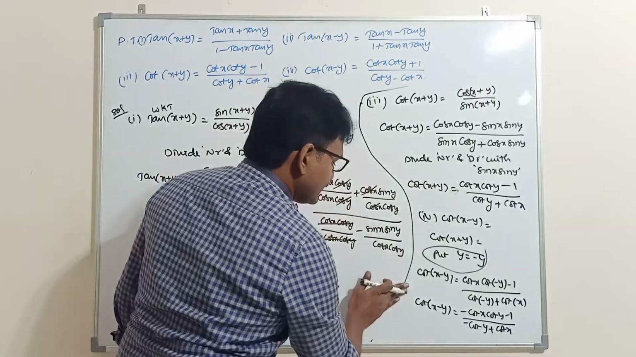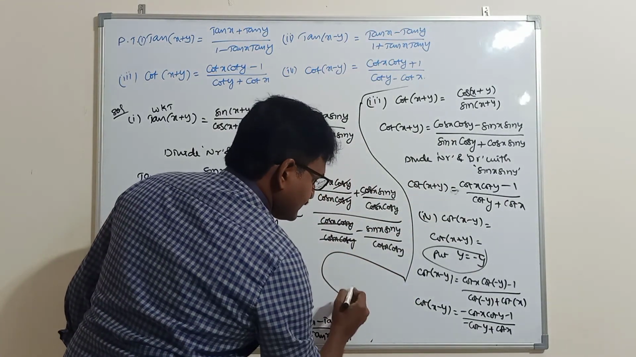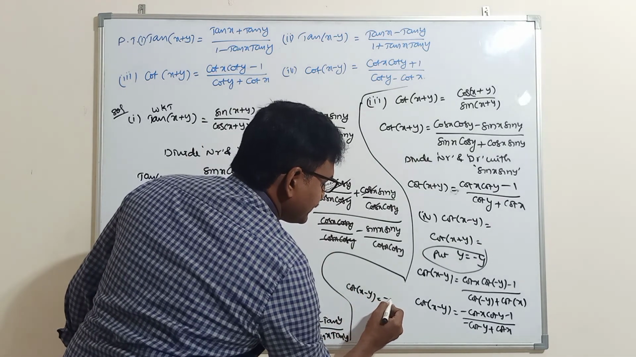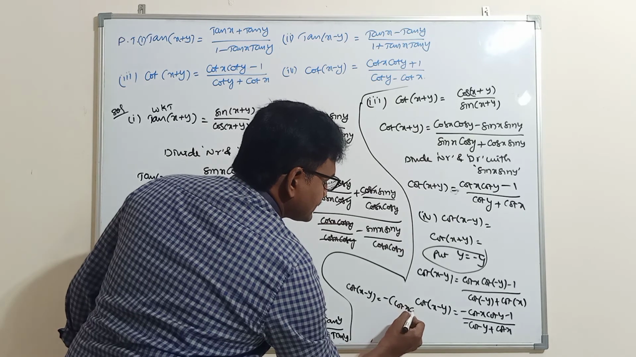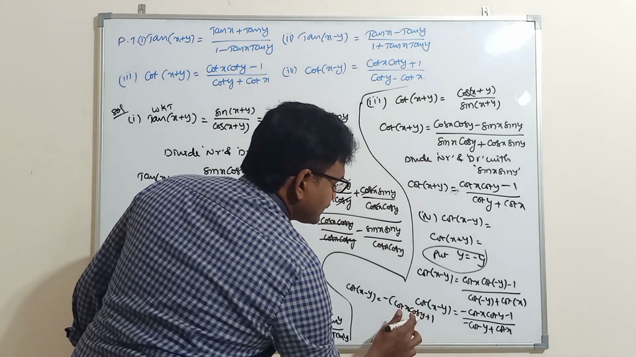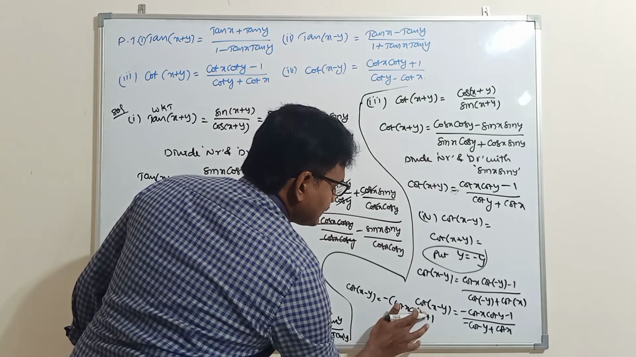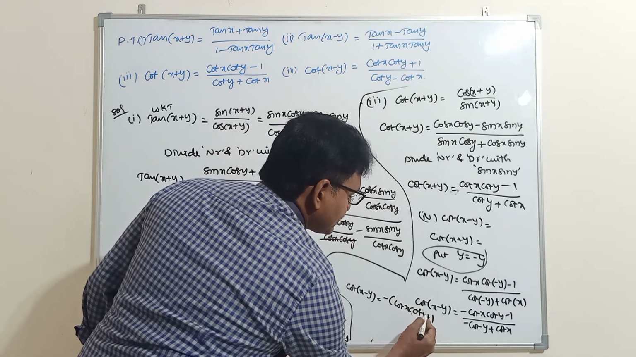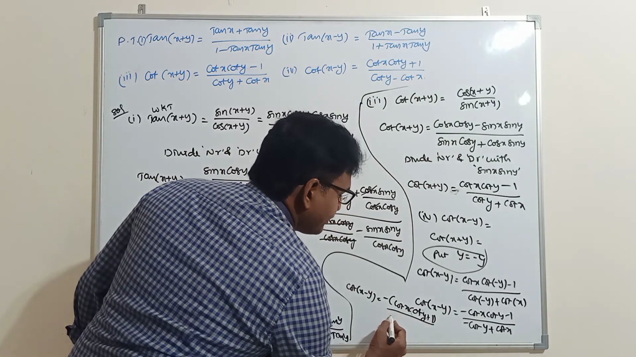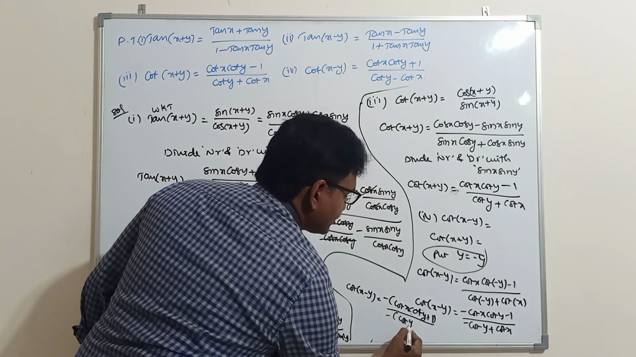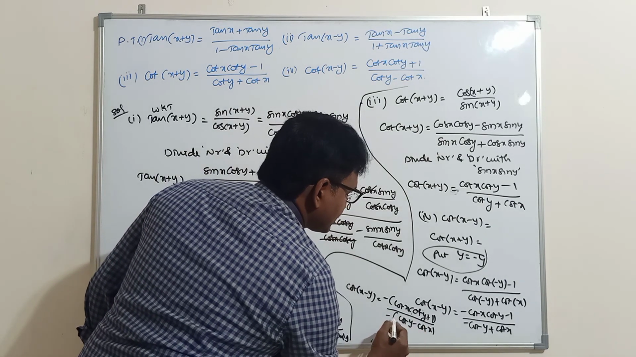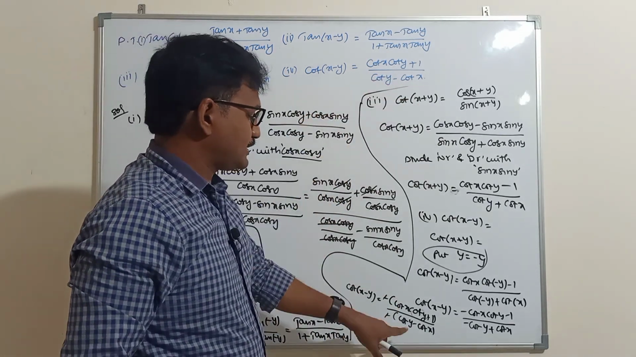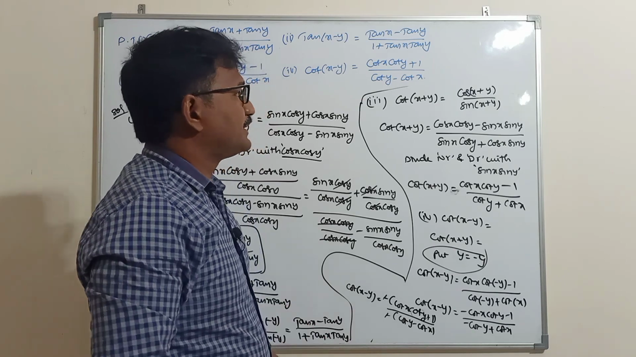So therefore finally, cot of x minus y is equal to, if you take minus common, cot x cot y plus 1 by, if you take minus common, you will get cot y minus cot x. So minus gets cancelled. Cot of x minus y is equal to cot x cot y plus 1 by cot y minus cot x.